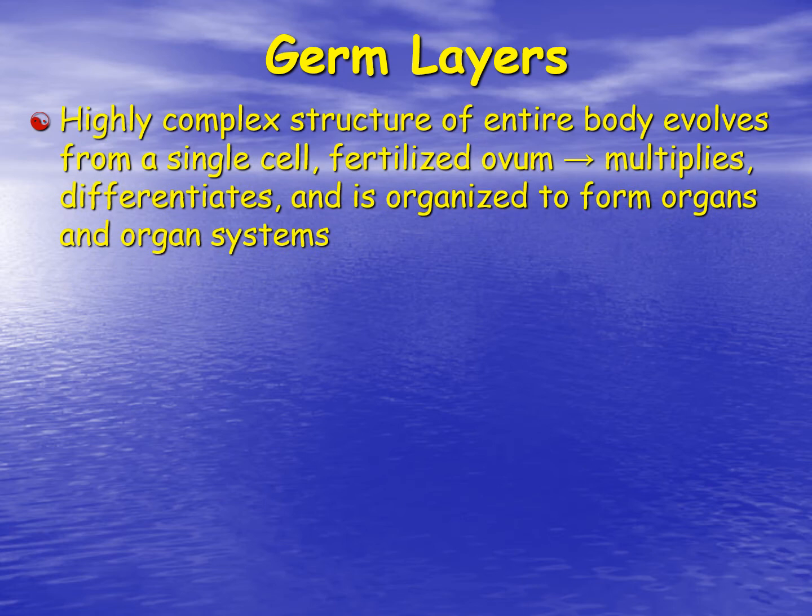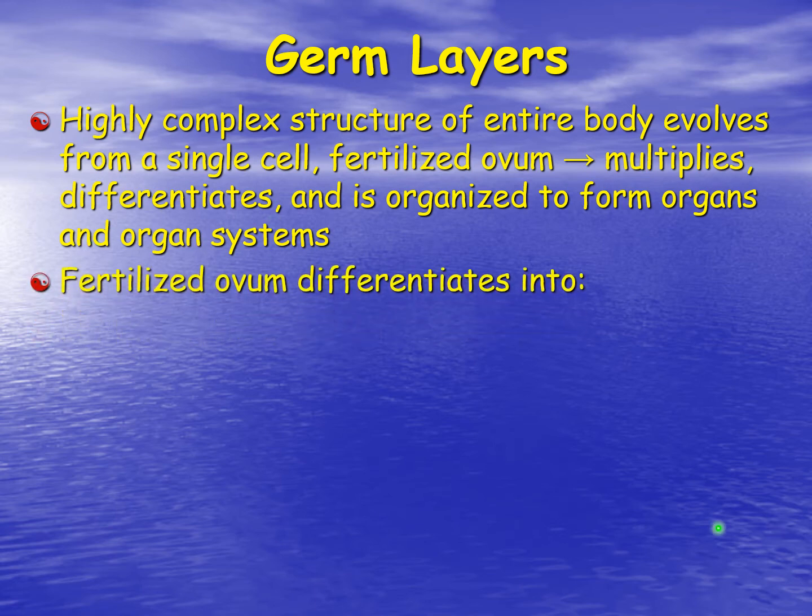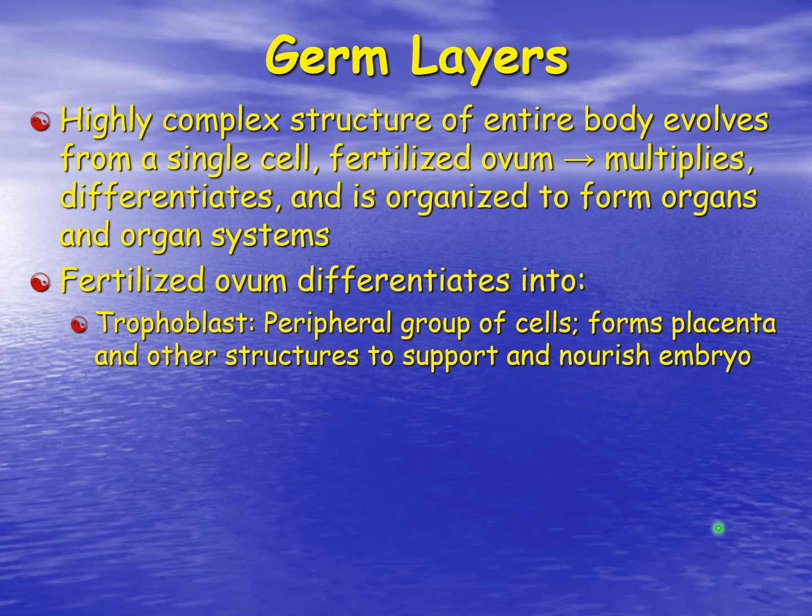Now, where do all of the tissues of the body come from? We all start out as a single cell, the fertilized ovum or the zygote. This then undergoes mitosis and multiplies and begins to differentiate and organize to form all of the organ and organ systems of the body. The fertilized ovum will eventually differentiate into the trophoblast. This is the peripheral cells that form the placenta and other extra-embryonic tissues that will support and nourish the embryo.